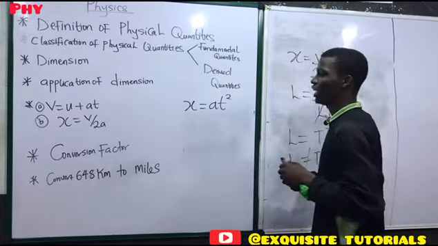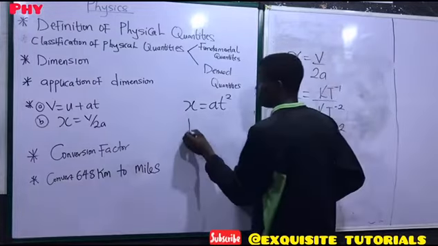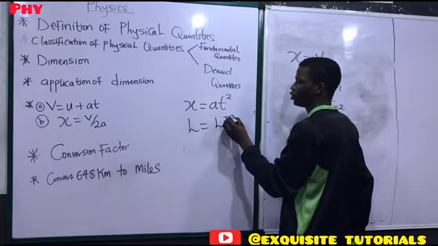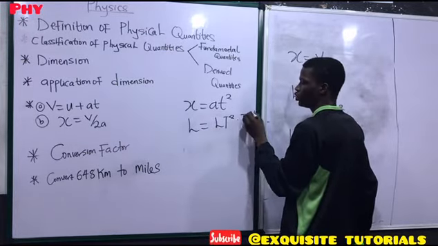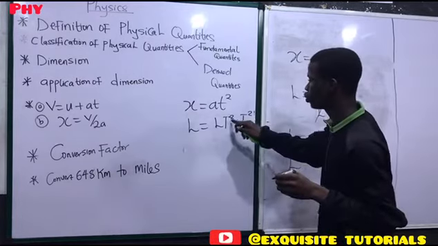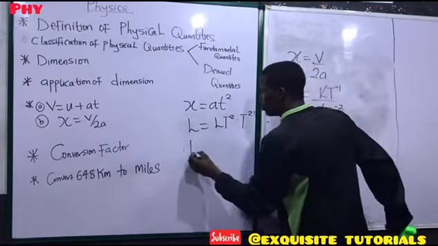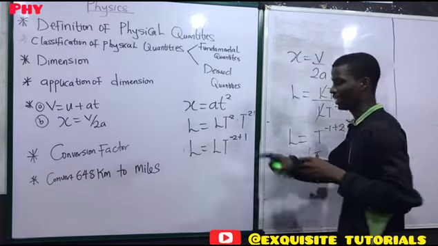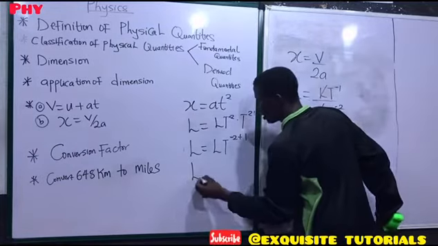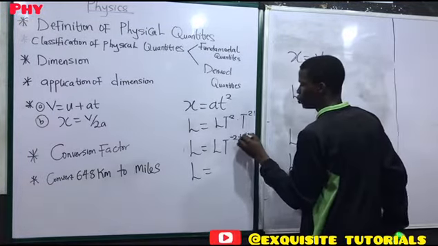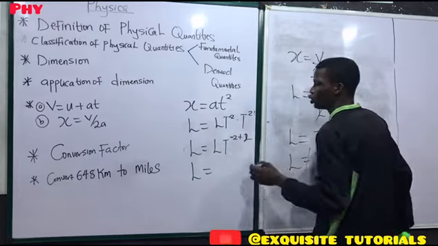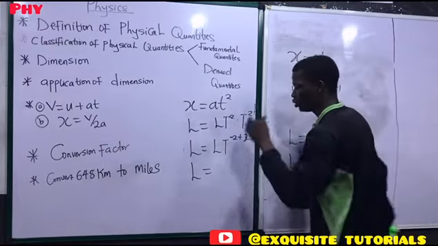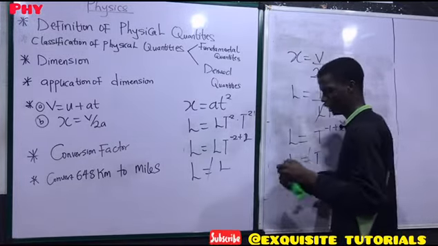We know already that our x is talking about distance, so I can make it L. Our acceleration, we know already, is Lt raised to power minus 2, then times t squared. This t to the power minus 2 plus 2 will give us L equal to Lt raised to power minus 2 plus 2, from our normal indices. So minus 2 plus 2 gives you 0, and any t raised to power 0 from indices gives you 1. So our L is equal to L here.